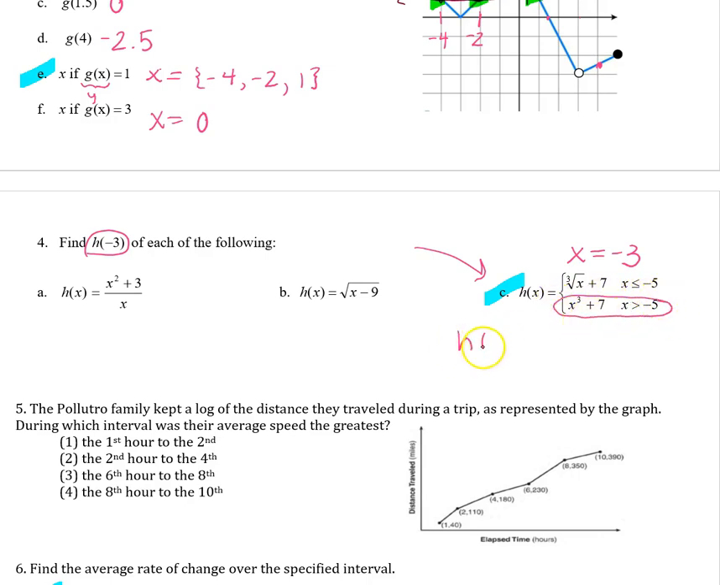So h of negative 3 is equal to negative 3 cubed plus 7. So that is negative 27 plus 7, so negative 20.